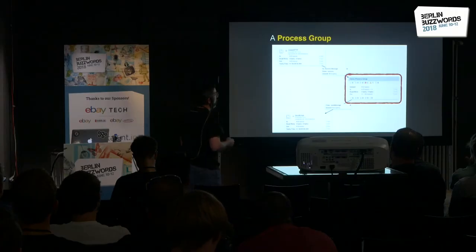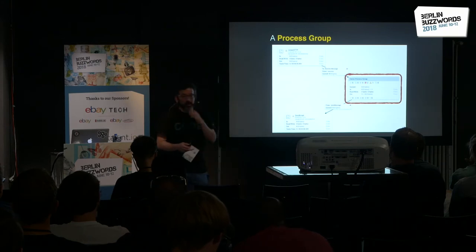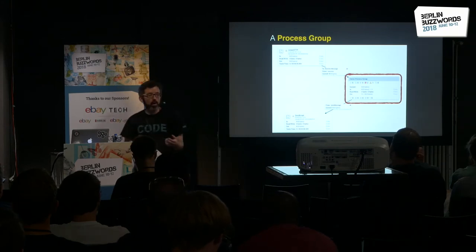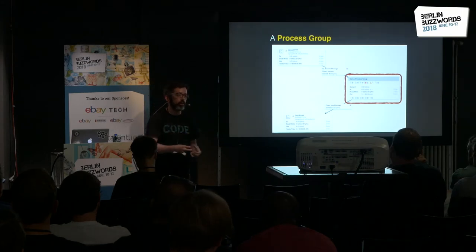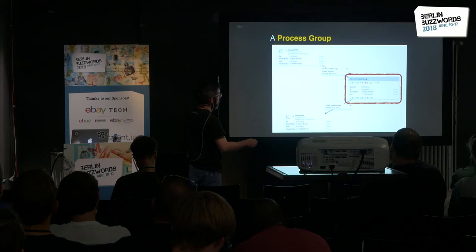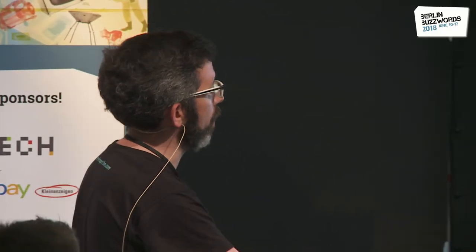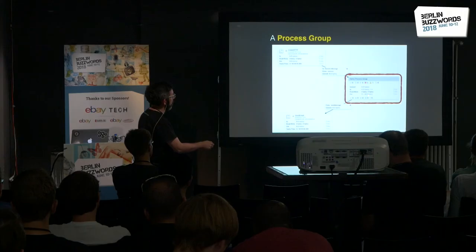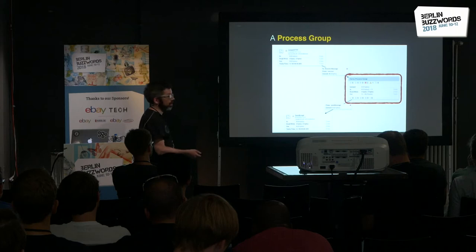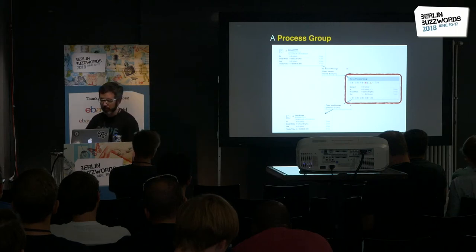The process group. As you can imagine, if you get a big flow, you might want to group some of the stuff, and for this you use process groups. If we click in here and go inside, we will see another new flow. This is a very powerful abstraction because the process groups can be either in here or in a remote machine, because NiFi can also work as a distributed system. And we see it's the same thing, how much is running, how much is stopped, queued, in, out. The same exact flow as we saw before.